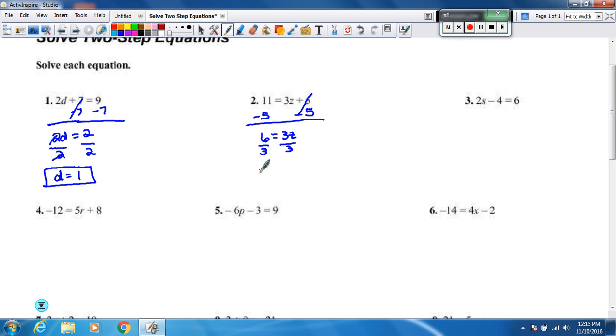6 divided by 3 is 2. Bring down the equals. 3 divided by 3 is 1, so you just have 1z there. So 2 equals z is the answer. On the next one, cover up the 2s. The opposite of negative 4 is positive 4.